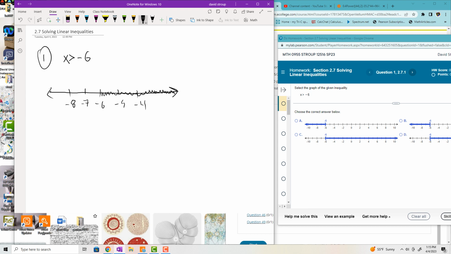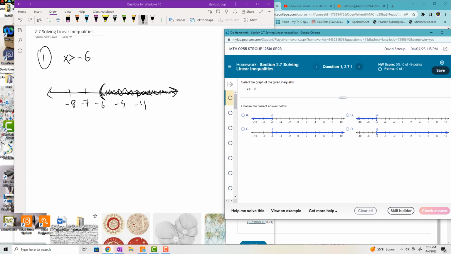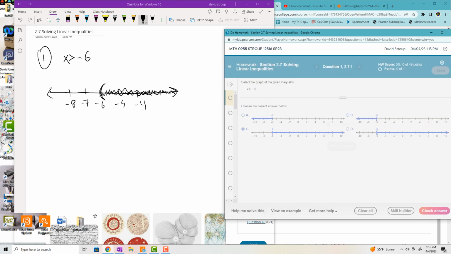If it was greater than or equal to, in other words, if it had a line underneath the inequality, we would include it, but we don't include it. So we're going to use an open parenthesis to indicate that we're not including -6, but anything else in that shaded region will work in that inequality. Those are all the numbers greater than -6. So you just go over and click on the appropriate answer, and go on to your next question.